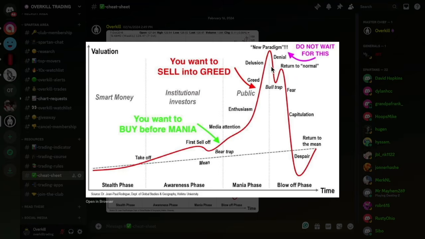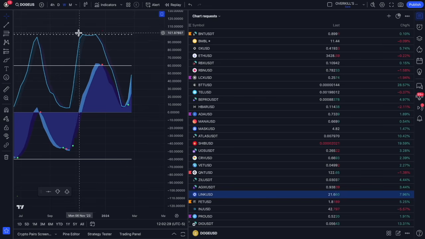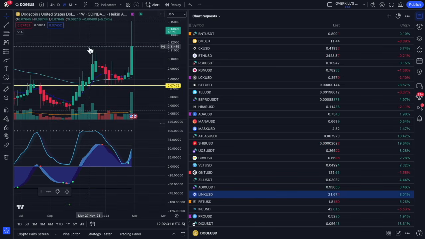So again, we don't want to wait for this necessarily, because when things just go parabolic, you just never know when it's going to drop. But I want to sell when it makes sense. When it makes sense to sell is when the blue stochastic hits that white dotted line on the indicator. Okay, boom. That was right here at 8 cents.